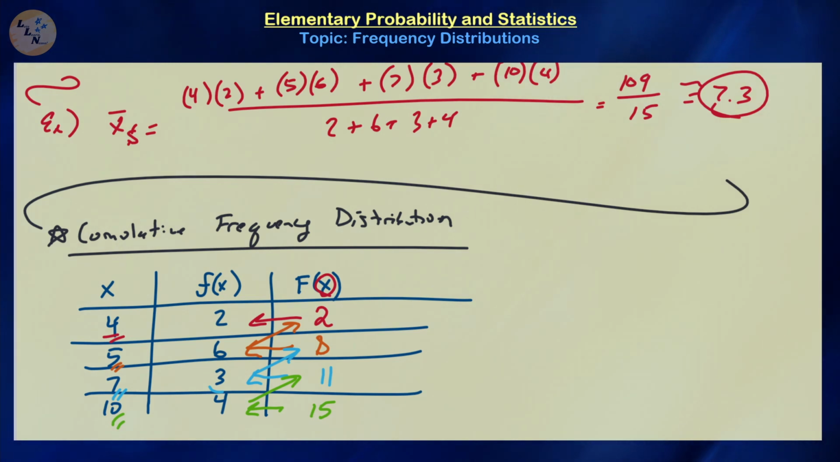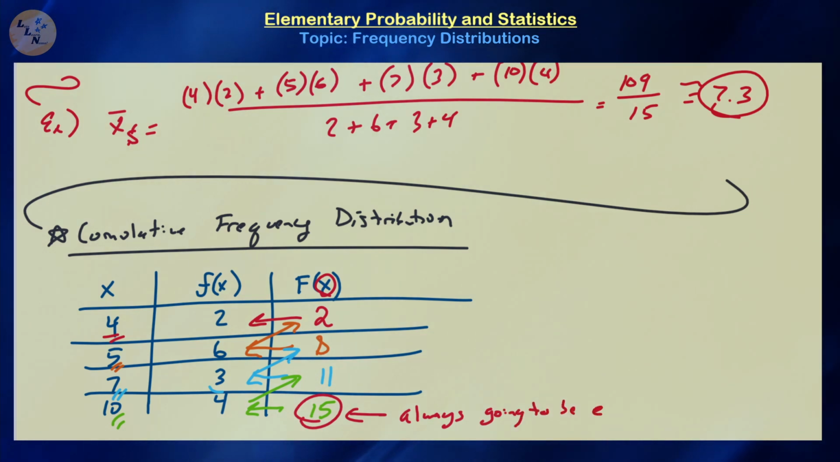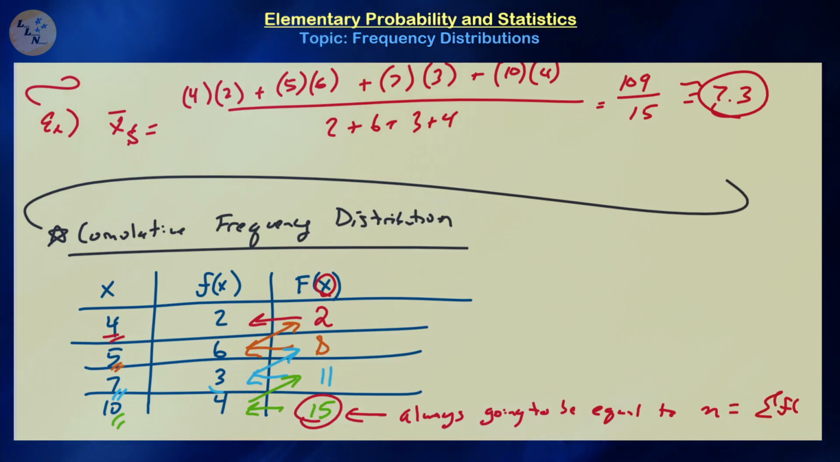Now, very important, what is so significant about this particular number? So this is always going to be equal to n, which is going to be the sum of the frequency values, right? So that's one way you can always check to see if this cumulative frequency distribution is correct.